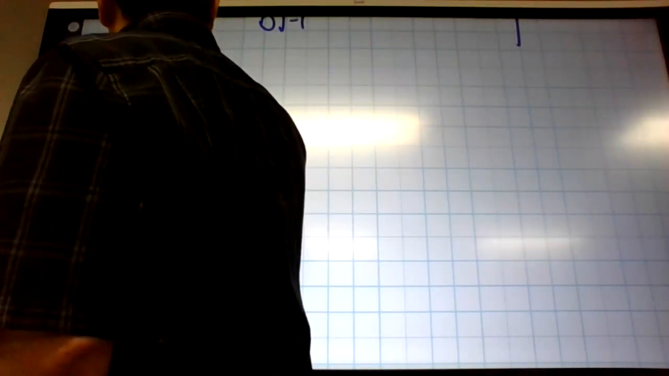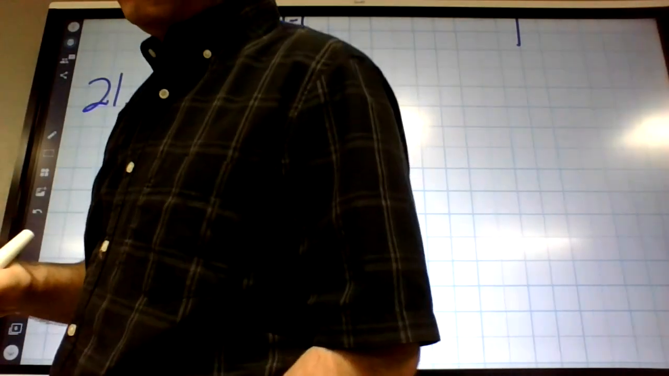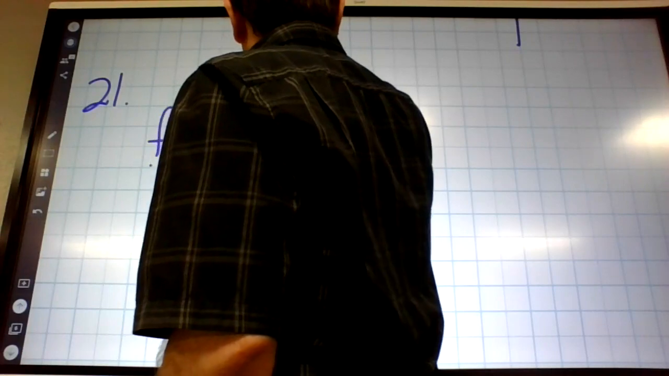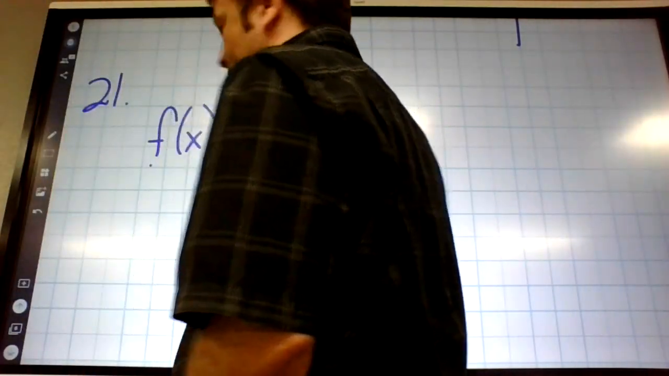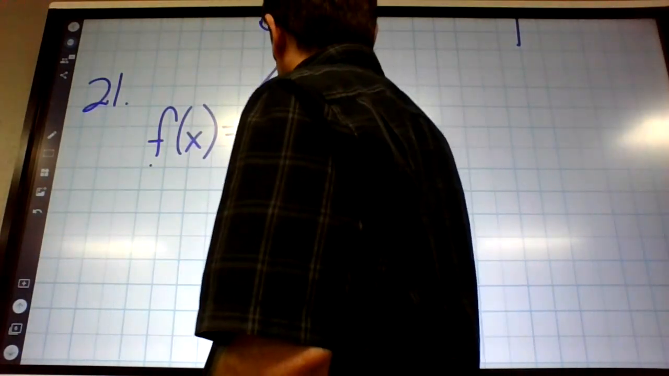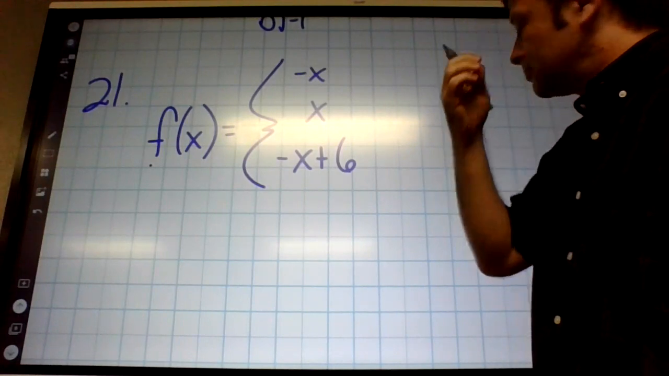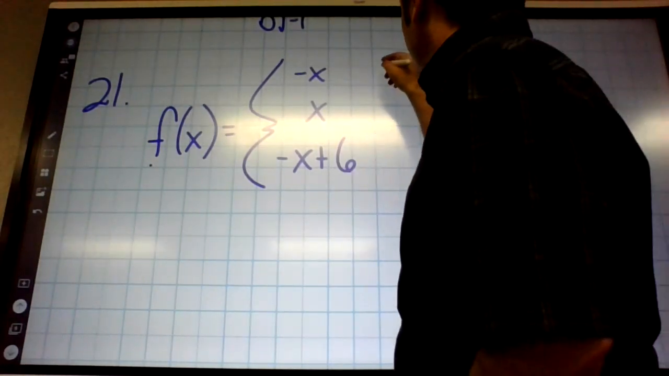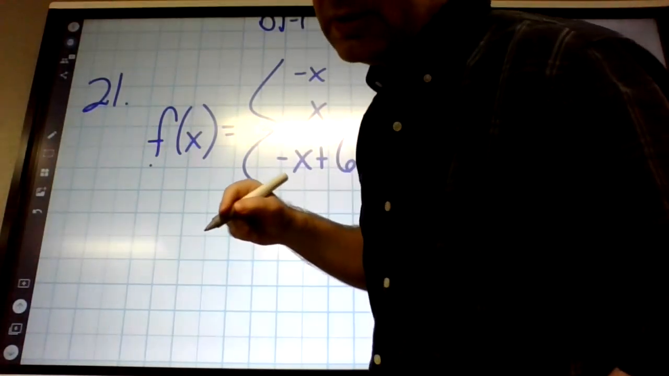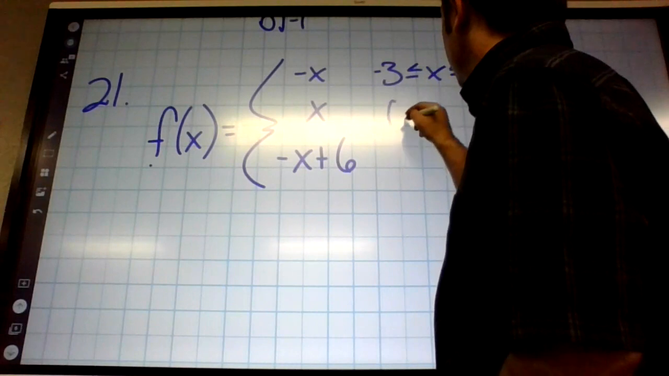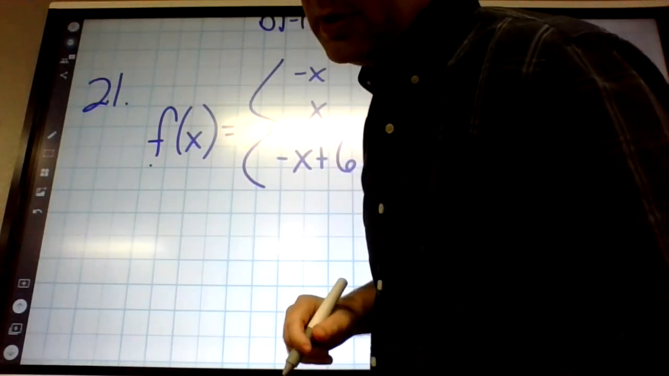All right. Do you guys remember what these functions were called? Everybody's favorite, piecewise, because it's split into different pieces. We talked about these yesterday, we didn't graph any though. 0 to 3. And 3 to 6.